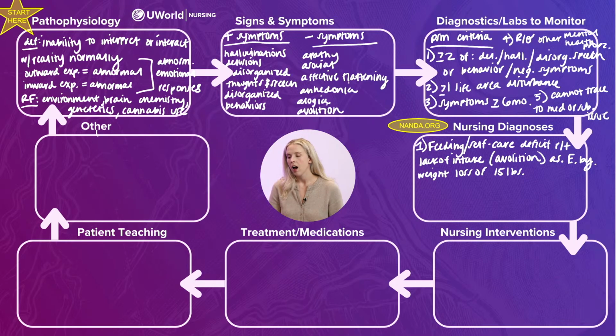But a quick note on the risk for diagnoses, they're not considered as strong as ones that list a manifestation that is already occurring or has already occurred. We try to limit the risk for diagnoses to 1 to 2 per concept map, and on this one we only included 1. So good job so far, we're doing great.